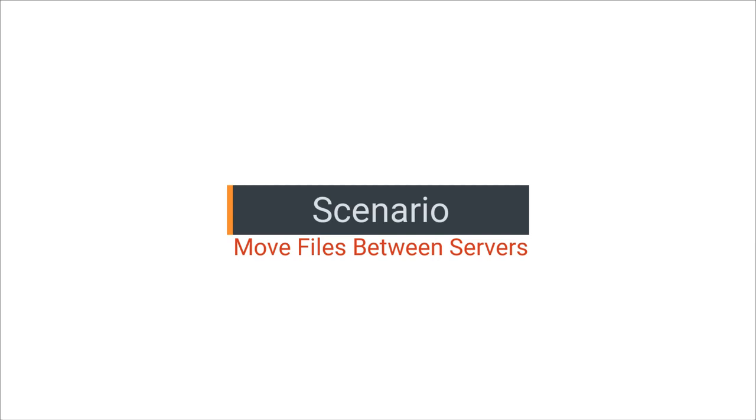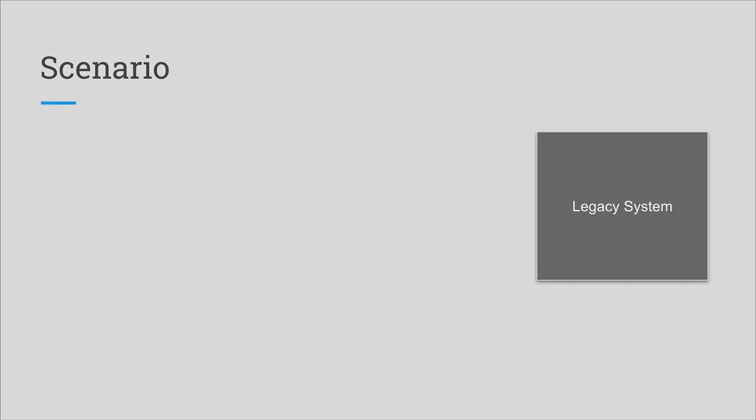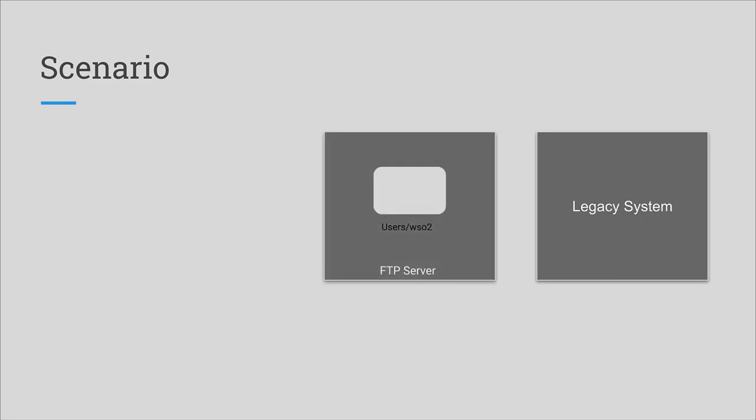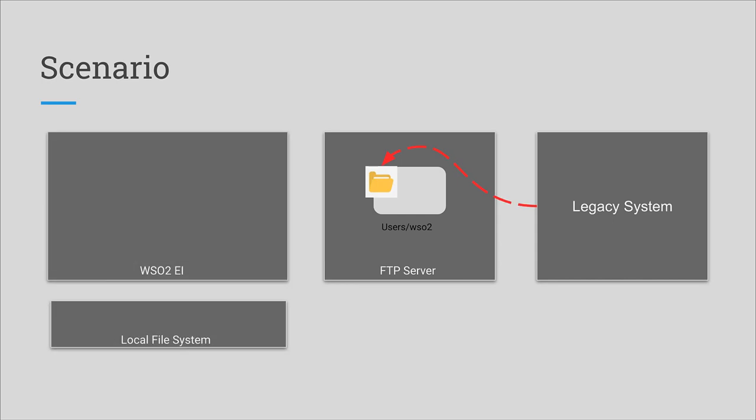Let's consider a practical scenario where file operations are involved. Assume you have a legacy system in your enterprise which generates large files, for example CSV files. The system stores them in a directory of a file server within the enterprise. Now you are doing a legacy modernization, where you need to take a copy of each file to the local file system and process them. You are using WSO2 Enterprise Integrator to achieve this.